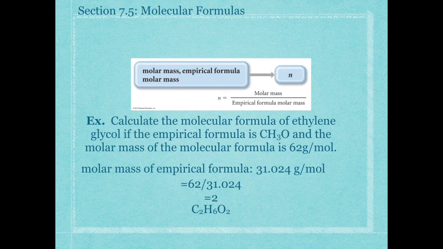So now you know how to experimentally determine your empirical formula. And from your empirical formula, as long as you have the molar mass of the molecular formula, you can figure out what the formula for the molecular formula is.